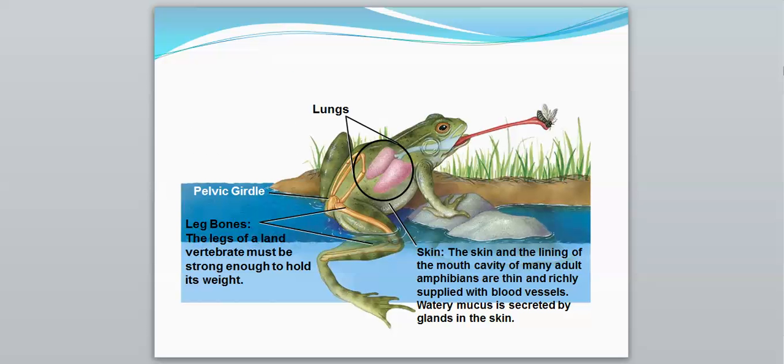So here are some more adaptations. The leg bones. The legs of land vertebrates must be strong enough to hold up the weight, again, because the water can't support them.